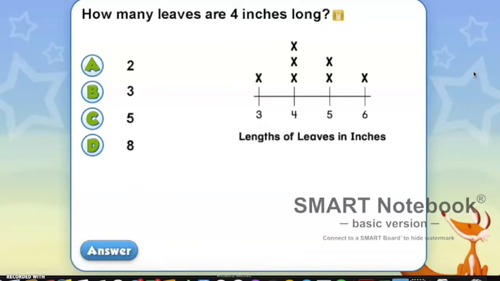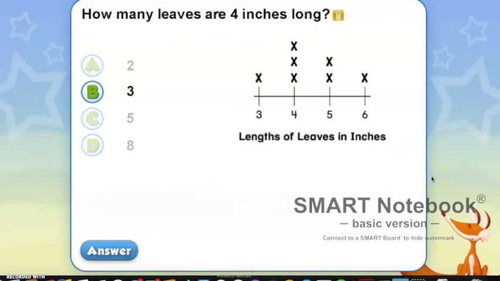Okay, so to find out how many leaves are 4 inches long, we would look at the number 4 on our line plot, and then we would count all of the X's that are above the number 4. So we have 1, 2, 3. And so our answer should be B, 3.